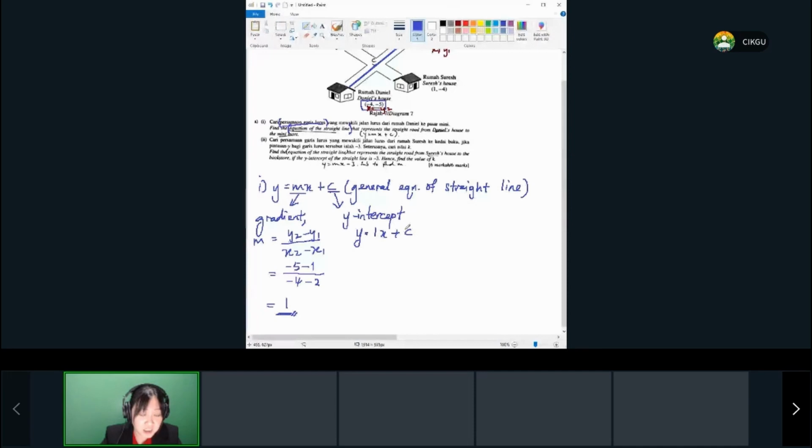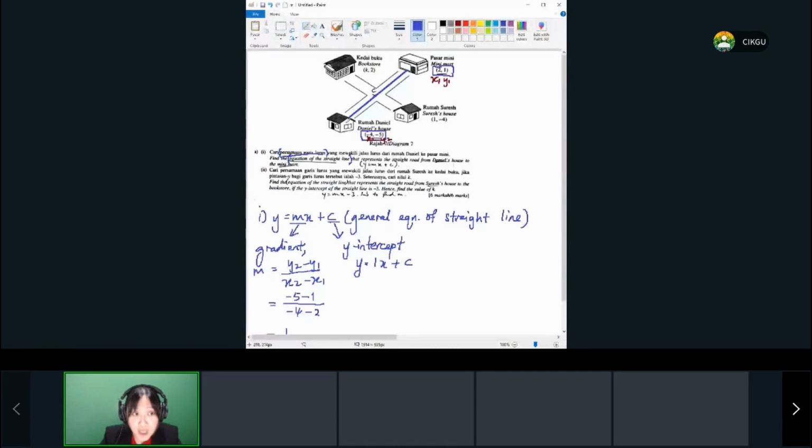Now, in order to find c, all you need to do is sub in a value for x and y. We discussed yesterday. Which value of x and y can you sub? Up to you, as long as the coordinate is lying on the line. So you have two options here. You can sub Daniel's house coordinate into the x and y. You can also substitute the coordinate of Minute Mart into x and y. But you cannot substitute the values of Suresh's house and the bookstore into x and y, because these two are not lying on the line that we want to find. So up to you guys.